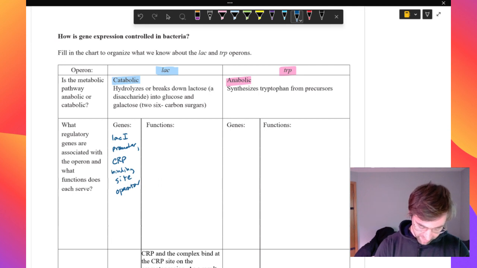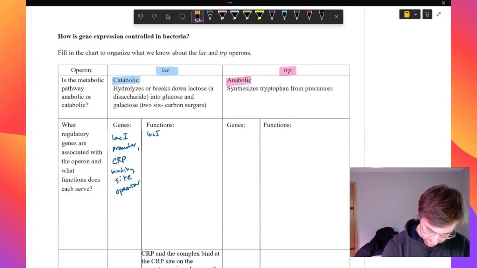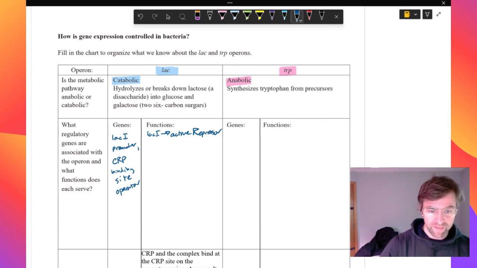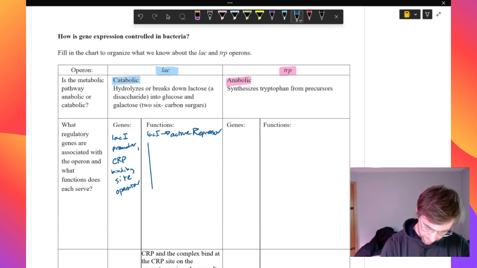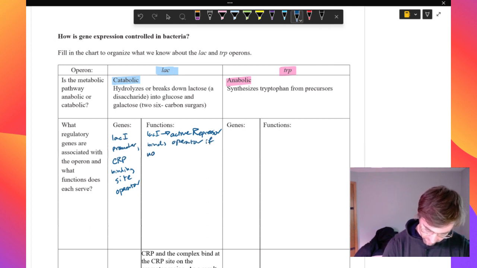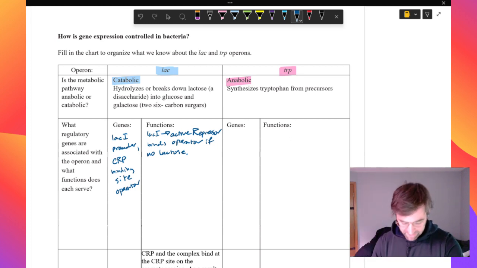The functions of these genes. All right, lacI produces an active repressor. Active, capital R, repressor. That repressor protein binds to the operator in the absence of lactose. Binds operator if, not when, if no lactose. So if there's no lactose, the repressor binds the operator, it downregulates expression.